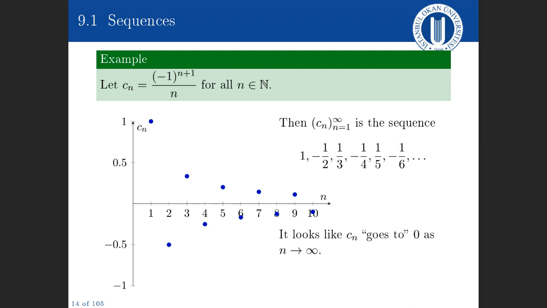Another sequence. Sequence c_n is (minus 1) to the power n plus 1 over n. This is the sequence 1, minus 1/2, plus 1/3, minus a quarter, plus a fifth, minus 1/6, etc. Look at the graph. What happens to c_n as n tends to infinity? It looks like c_n goes to 0 as n tends to infinity.